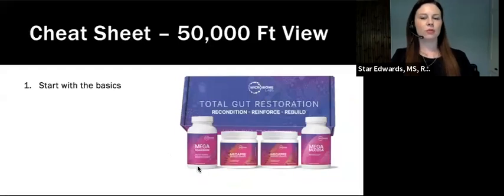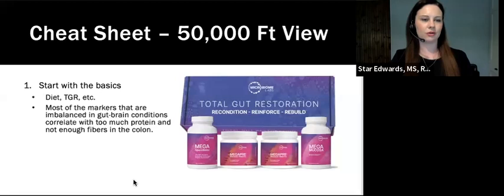I want you to start off with the basics. If you start off with the basics, you can make a very significant impact. And it is also important after you're comfortable with the basics, then to learn how to specialize a little bit. But even if you are only comfortable with the basics, start there. The basics would include making dietary changes, using total gut restoration. But I'm going to let you in on a little secret: most of the markers that are imbalanced in gut-brain conditions correlate with having elevated protein in the colon or not enough fiber in the colon.